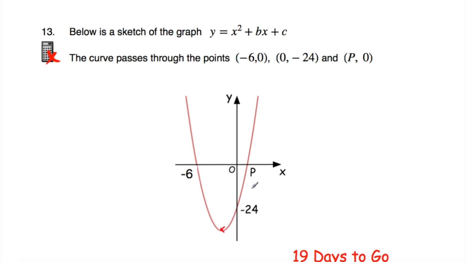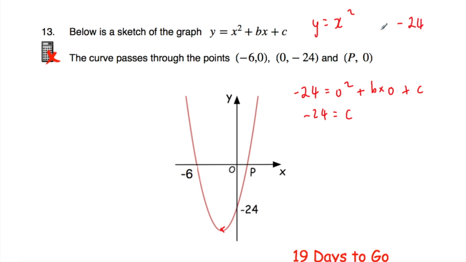Remember, to find the y-intercept, we let x equal 0. So the y-intercept is -24, so we're going to get -24 equals 0 squared plus b multiplied by 0 plus c. Now b times 0 is 0 and 0 squared is 0, so we get that -24 is equal to c. So that means that c is equal to -24. So we've got that y equals x squared, and then we've got -24 on the end.